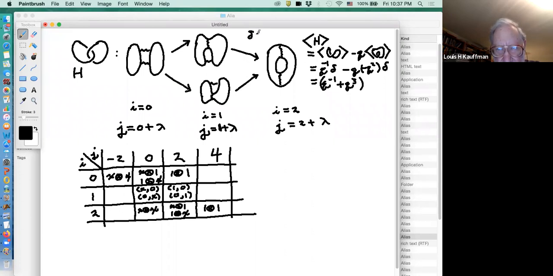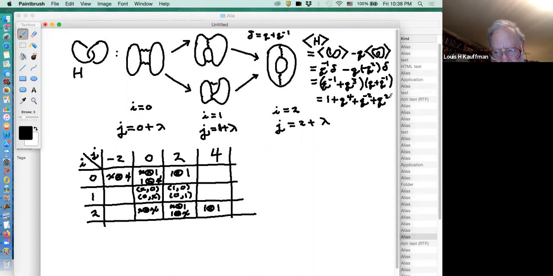The value of the loop is Q plus Q inverse, right? So that's Q inverse plus Q cubed times Q plus Q inverse. And you can multiply that out and you will get, I claim, 1 plus Q to the fourth plus Q to the minus 2 plus Q squared.